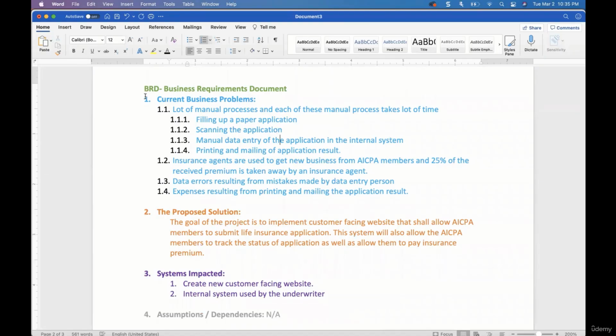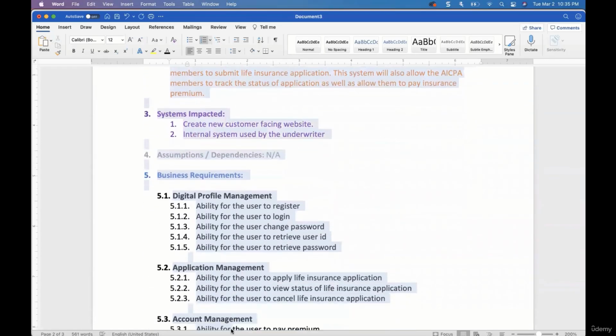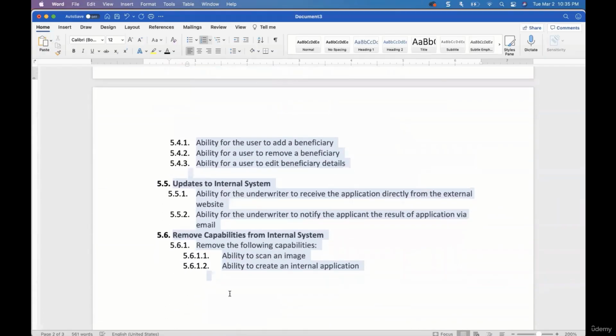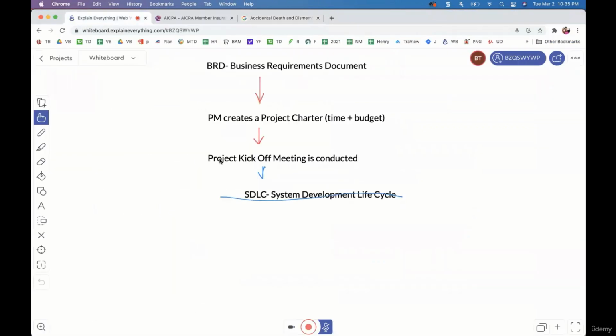Because this is the very first thing, right? You create the BRD, you meet the business owner, and you say, are we on the same page? Is this everything that you want? And you're defining the scope of the project. You haven't yet gathered the requirements. The very first thing you do for a project is you end up creating a BRD. So we just created the BRD, we got a sign off. Then the project manager will create a project charter, which will talk about how long this project will take and how much it will cost. You do a kickoff meeting, and that is what will initiate your SDLC.